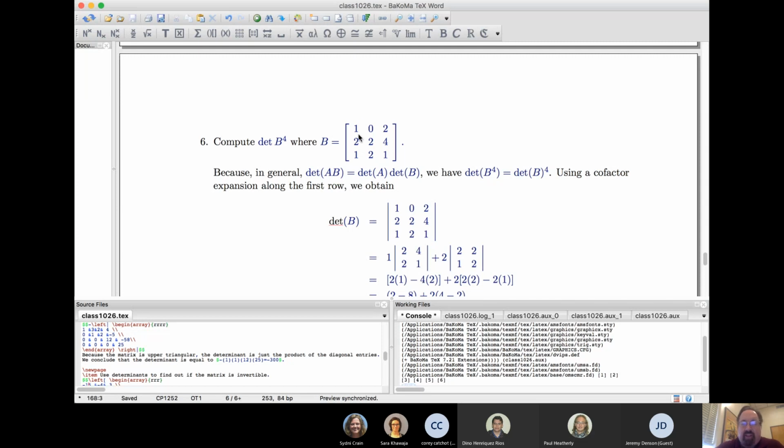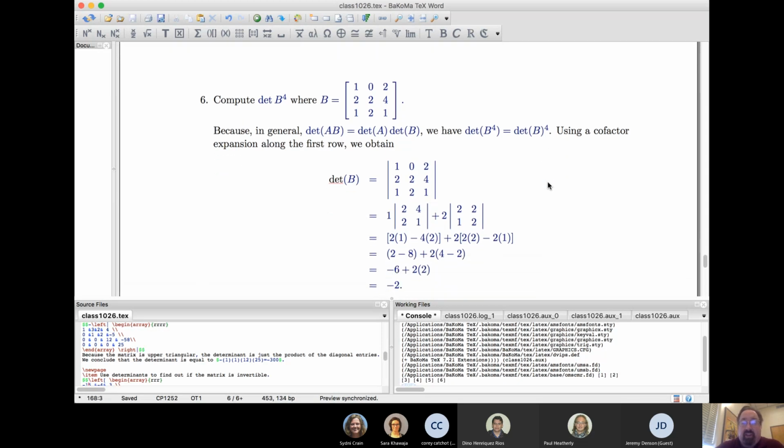It'd be kind of a pain to do matrix multiplication, a total of 3 times, well, I guess you could knock it down to twice, to compute b to the fourth and then take its determinant. Instead, you can compute the determinant of b as given and then raise that to the fourth power. That'd be a whole lot easier.